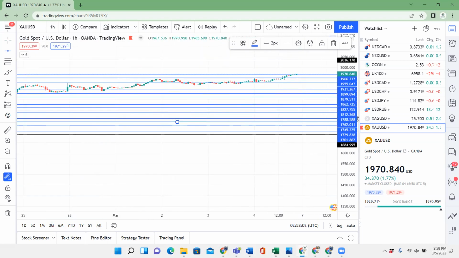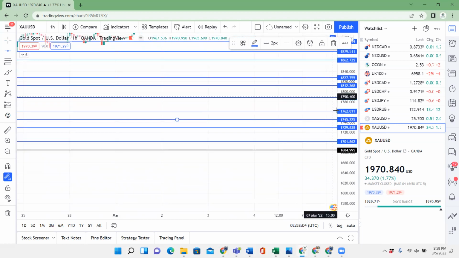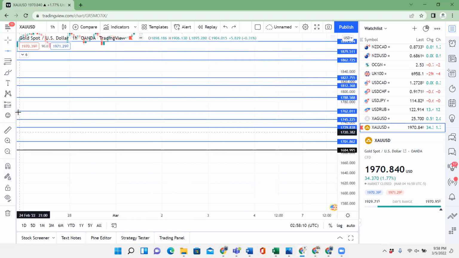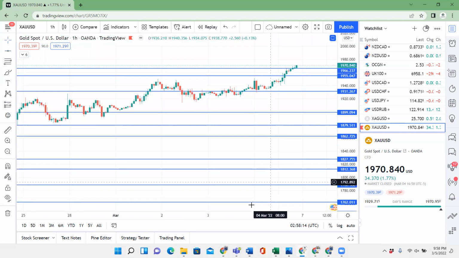Now that I'm at the hourly chart, I need to extend these lines. These are my supports and my resistance. I think I just click one in. Let me take away my lock tool, so now I can move this around freely without clicking everything here.